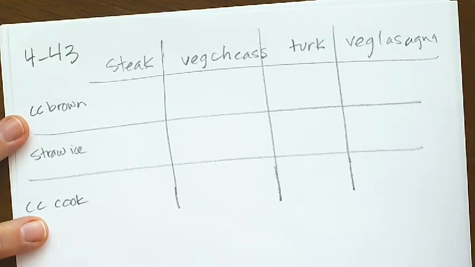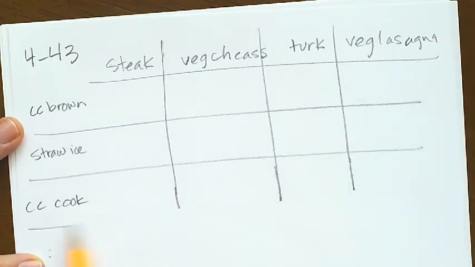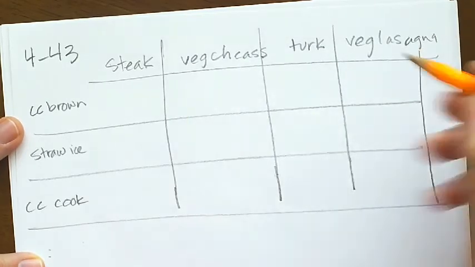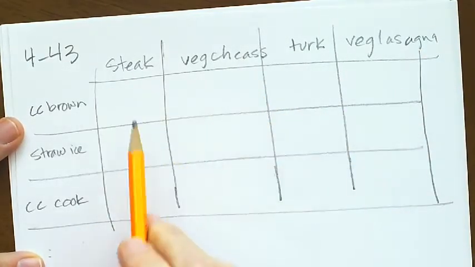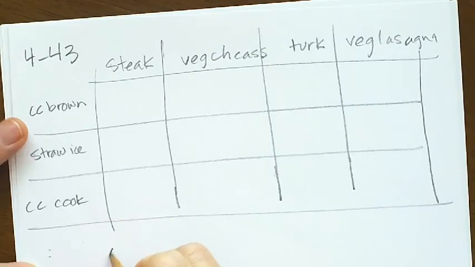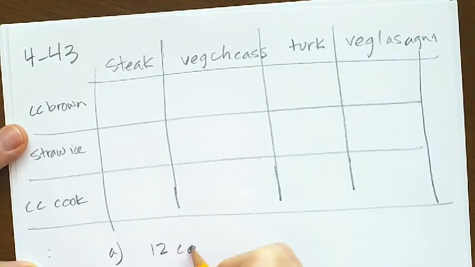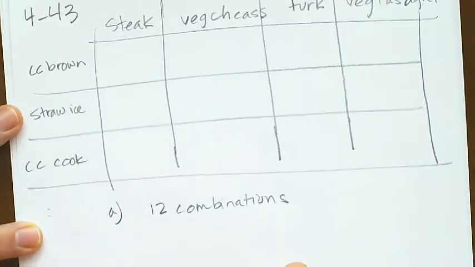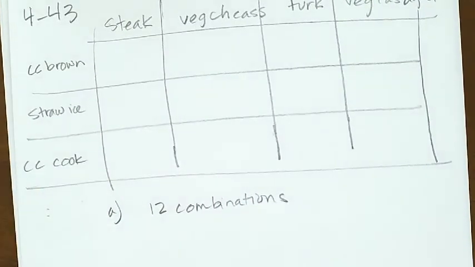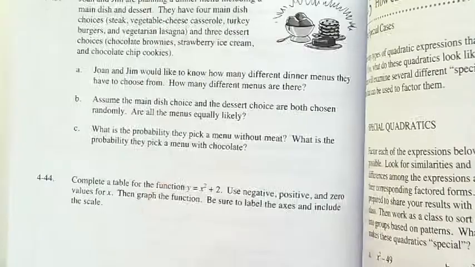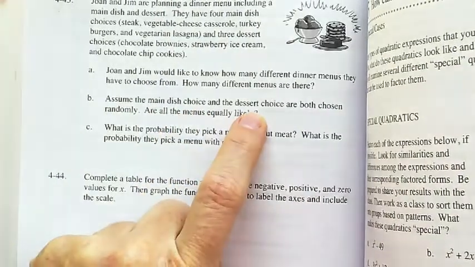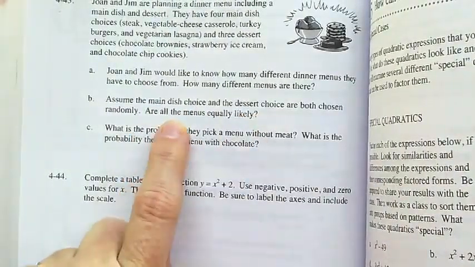Probably vegetarian lasagna and chocolate chip brownies. That sounds really good, in case you were wondering. Okay, so we have 12 combinations. So part A, we got 12 combinations. Part B, assume the main dish choice and the dessert choice are both chosen randomly.